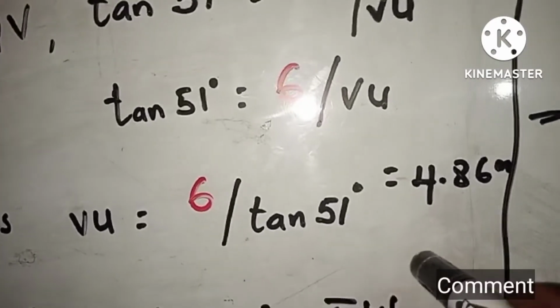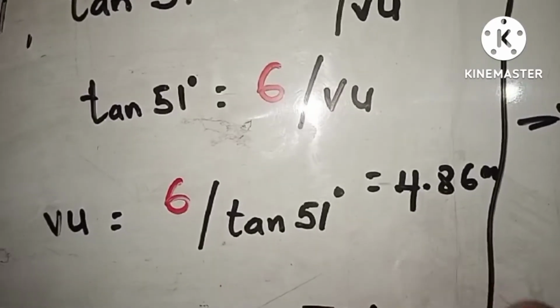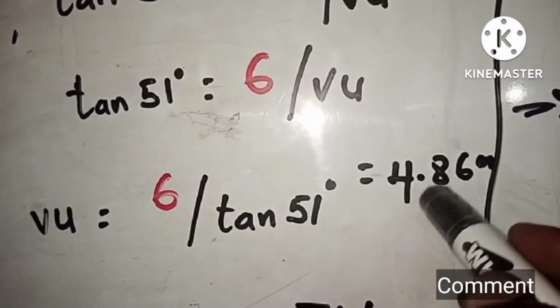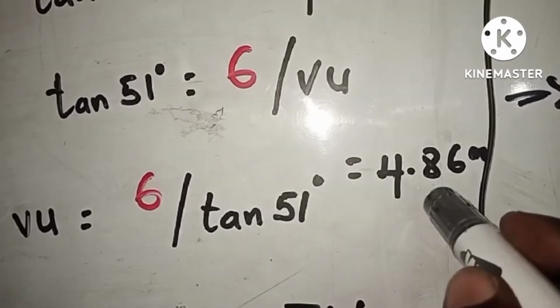So if you perform that calculation, you are going to have what? 4.86 meters. This is just to two decimal places. So okay, 4.8 meters.